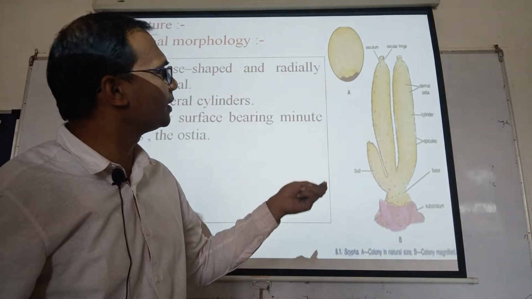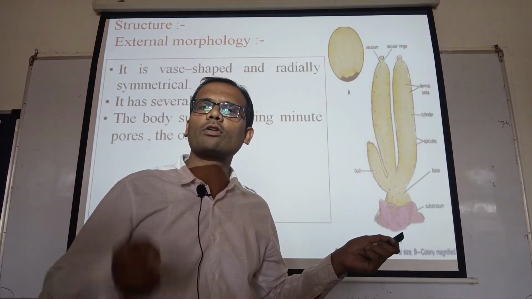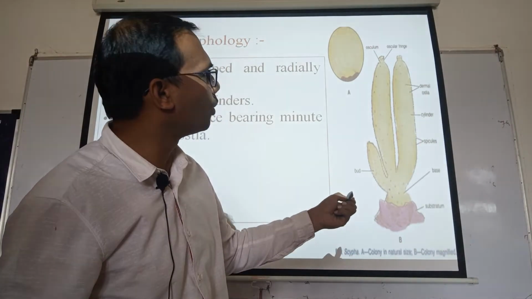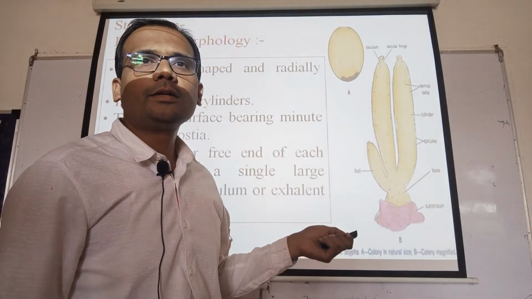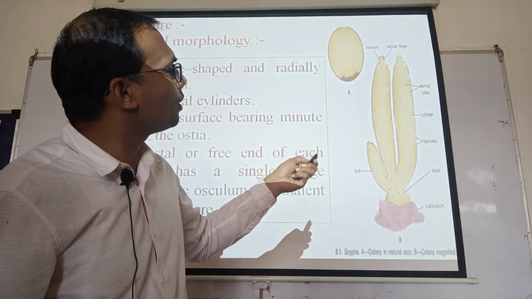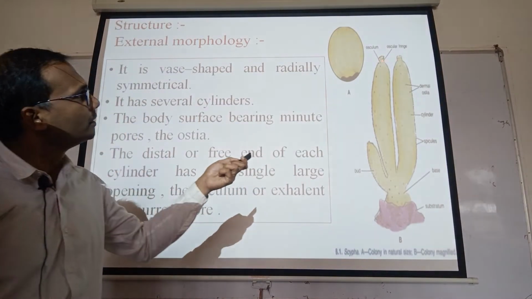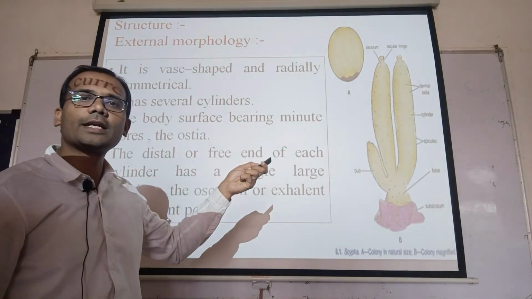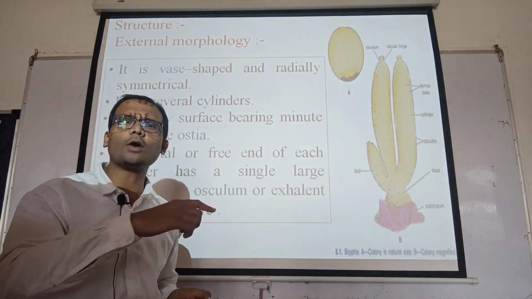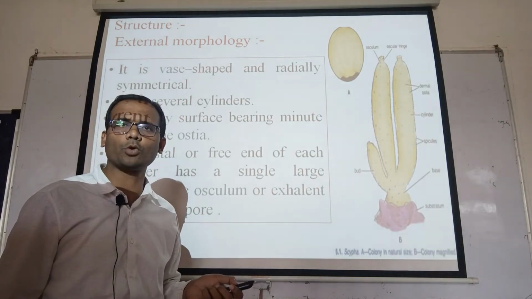The body bears minute pores called the ostia. Through the ostia, water goes inside the body. At the distal or free end of each cylinder, there is a large opening called the osculum. Through the osculum, water goes outside the body of Scypha, because of that it is also called the excurrent pore.